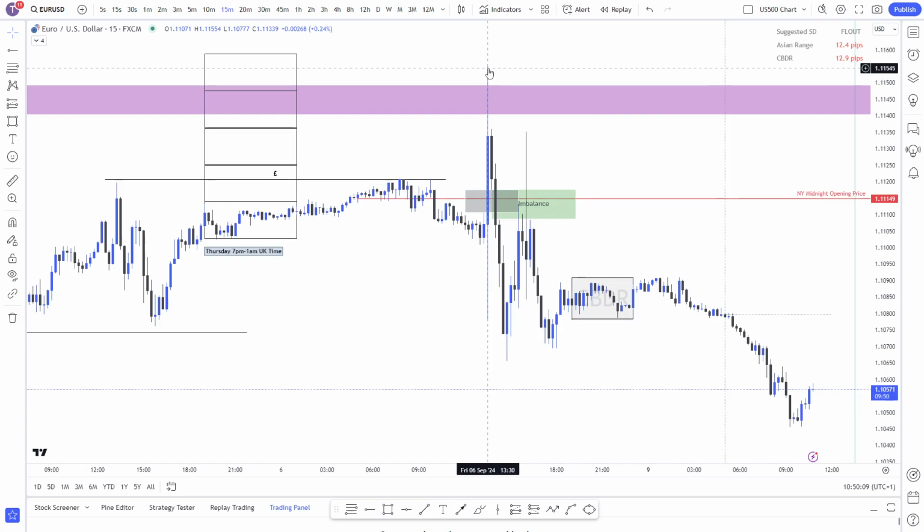You've utilized the standard deviations within the central bank dealers range. You've gone from the daily time frame all the way down to the 15-minute. You can enter in the 5-minute as well. And this is giving you an entry.